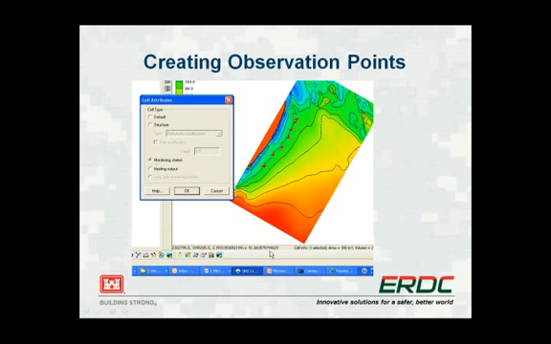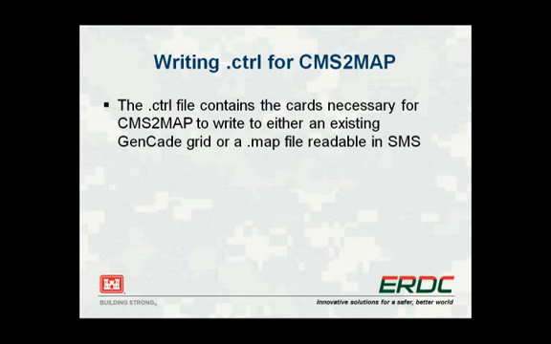Once you do that, you need to resave your .sim file for your CMS wave runs. Otherwise, it won't register that you changed the monitoring stations. And then we need to write the .ctrl file for CMS to map. The .ctrl file contains all the cards necessary for CMS to map to write to either an existing Gencade grid or a .map file readable in SMS.